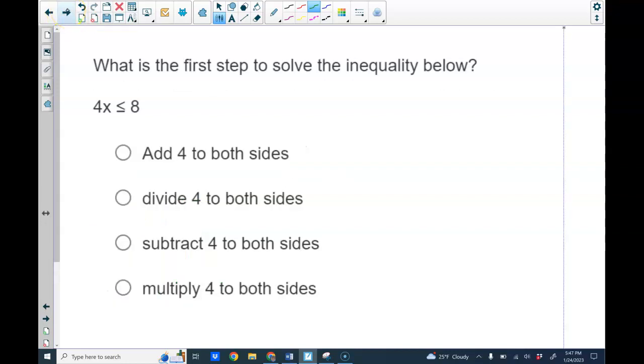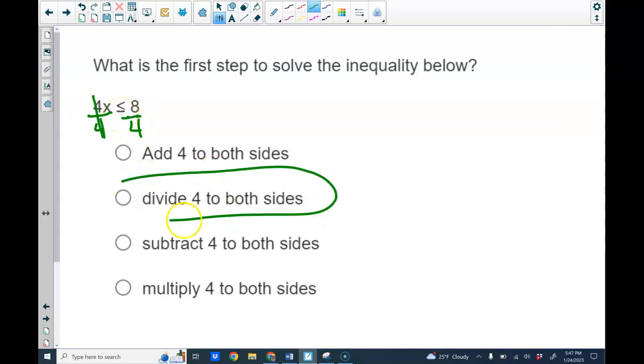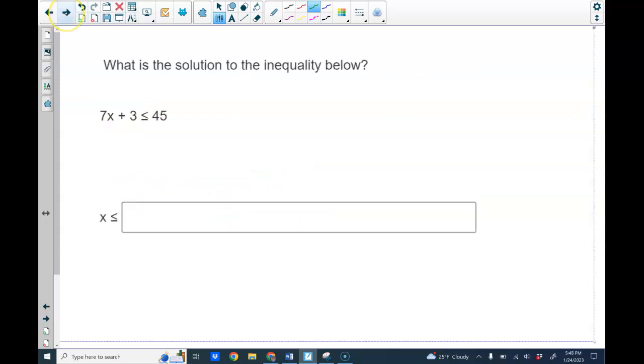All right, this one says, what is the first step to solve the inequality below? So remember, we're always doing the opposite here. So that says 4 times x. So our one and only step would be to divide each side by 4. So that's the second option there. All right, 2 more. What is the solution to the inequality below?